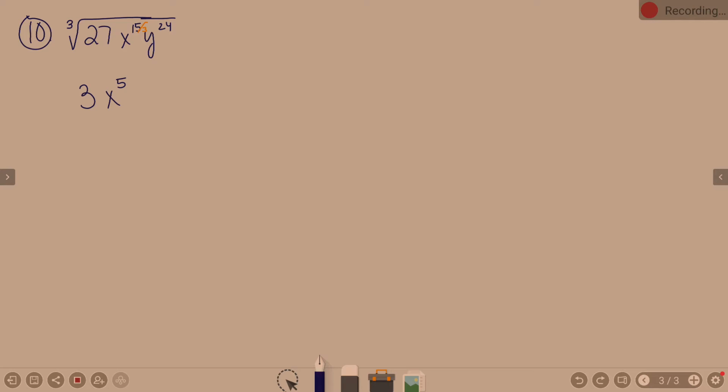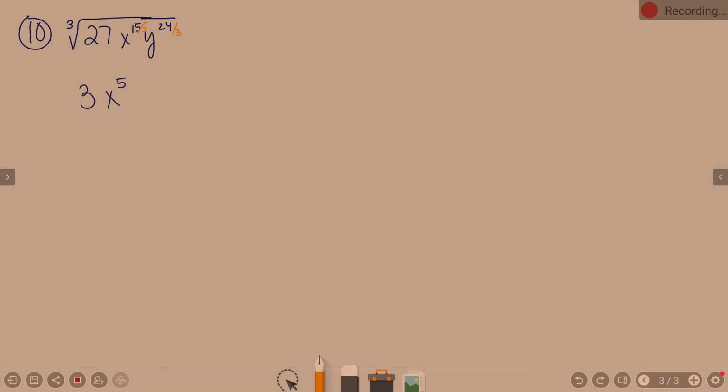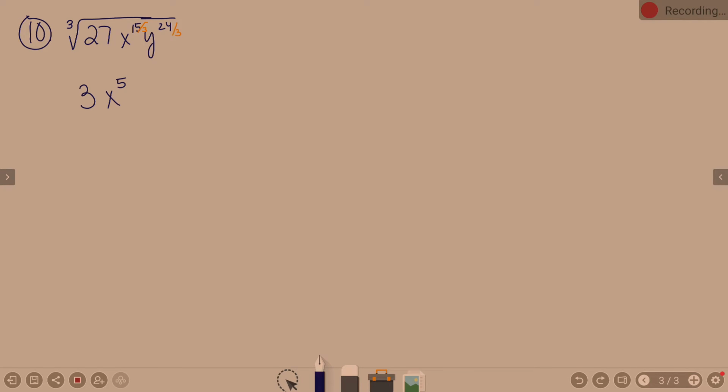Can I do the cube root of y to the 24th? So again, if it's a cube root, I'm asking, can I divide that exponent by 3? Does 24 divide nicely by 3? It does. 24 divided by 3 is 8. So good news here. Everything was a perfect cube. So we were able to go straight at that.